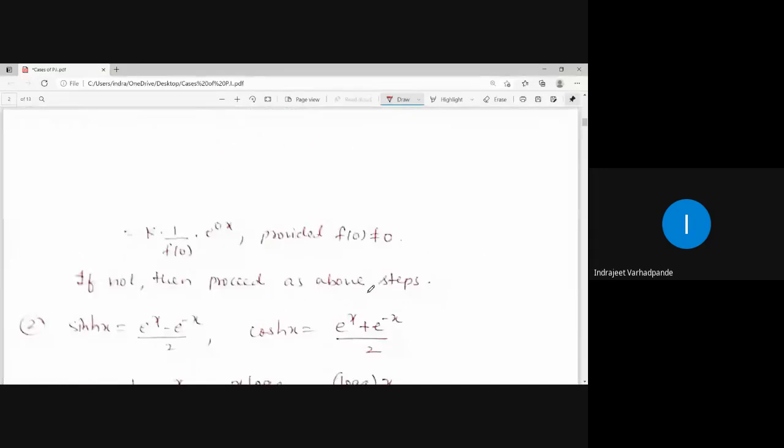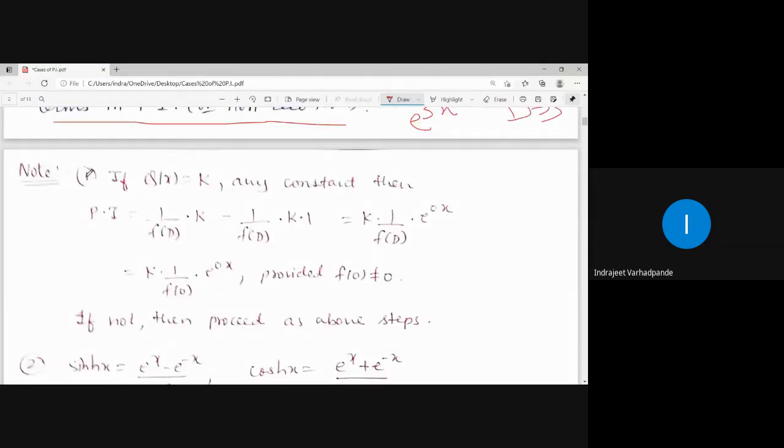Note number 1. If Q of x is equal to k, which is any constant, then PI is equal to 1 upon f of D multiplied by k. K can be written as k into 1.